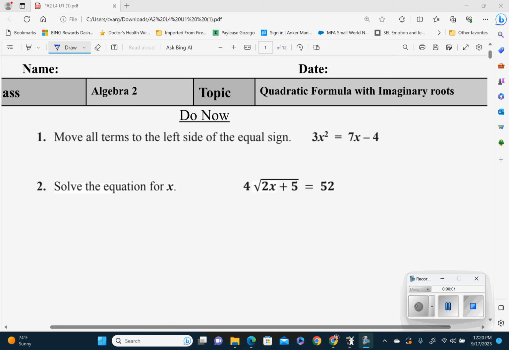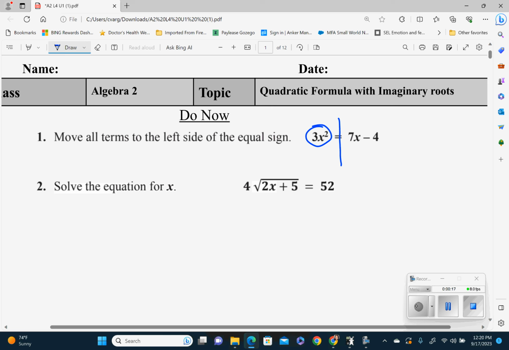All right, so based on what you all showed me in class, we need to practice moving things from one side of the equal sign, here's the equal sign, to the other. In this case, it actually says we want to move everything to the left side. The reason why is because we want to keep that x squared positive.